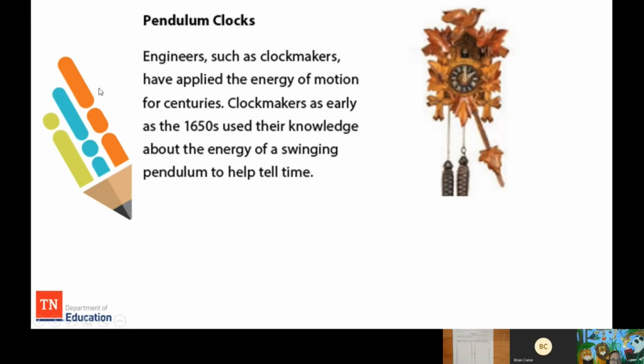Engineers, such as clockmakers, have applied the energy of motion for centuries. Clockmakers as early as the 1650s used their knowledge about the energy of a swinging pendulum to help tell time. Now, I'm not quite sure yet how this pendulum moving helps me to tell time. So let's keep reading.